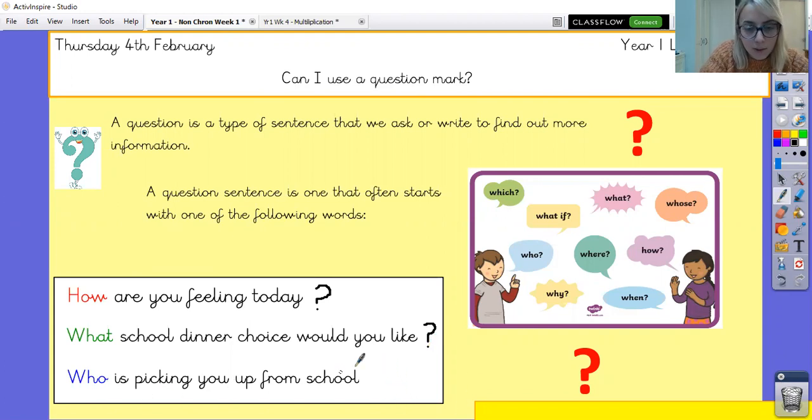Okay, who is picking you up from school? I need to put my question mark. So a back to front C, line down and a dot. Okay, so now I have completed my question sentences because I have put the right punctuation in.